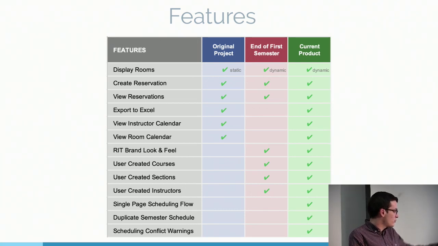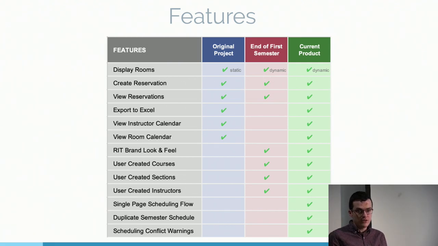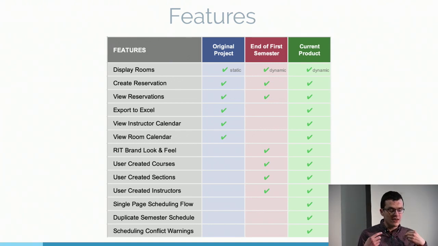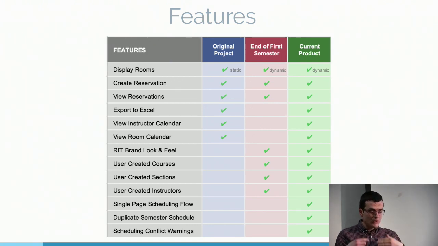And then finally, one of the most important ones is the duplicate semester schedule. The reason this is important is because every semester there are a lot of similar rooms and similar courses that need to be carried over. To reduce the amount of busy work, it really helps when they are able to duplicate that, so they only need to make some minor adjustments for the next semester.